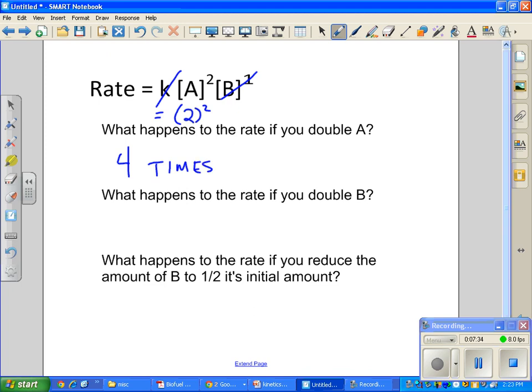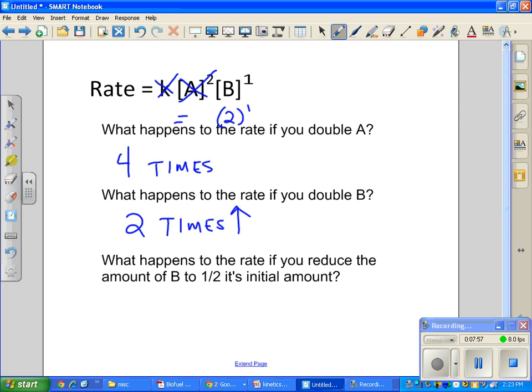What happens to the rate if you double B? Well, go back over here. If I look right here, I'm now in the process of doubling B. It has an exponent of 1. A is held constant. K is a constant. What's going to happen mathematically to the rate? The rate is going to increase by 2 times. So the rate's going to go up by 2 times.